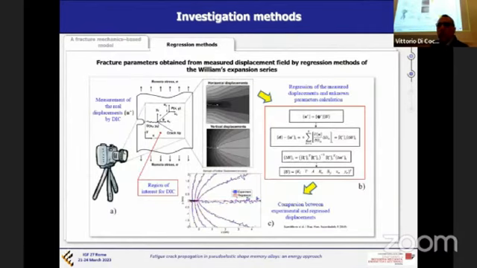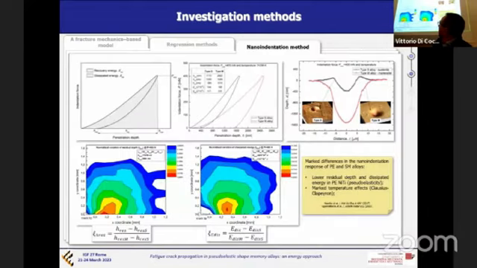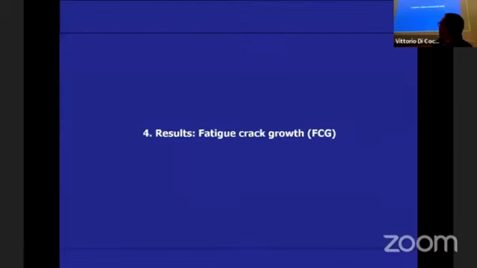We also developed a nonlinear regression method that uses the displacement data captured by high resolution DIC to obtain the effective crack length and stress intensity factor by the Williams expansion series. And finally, for nanoindentation, we developed special methods and parameters to capture local transformation from the nanoindentation curves of the material.